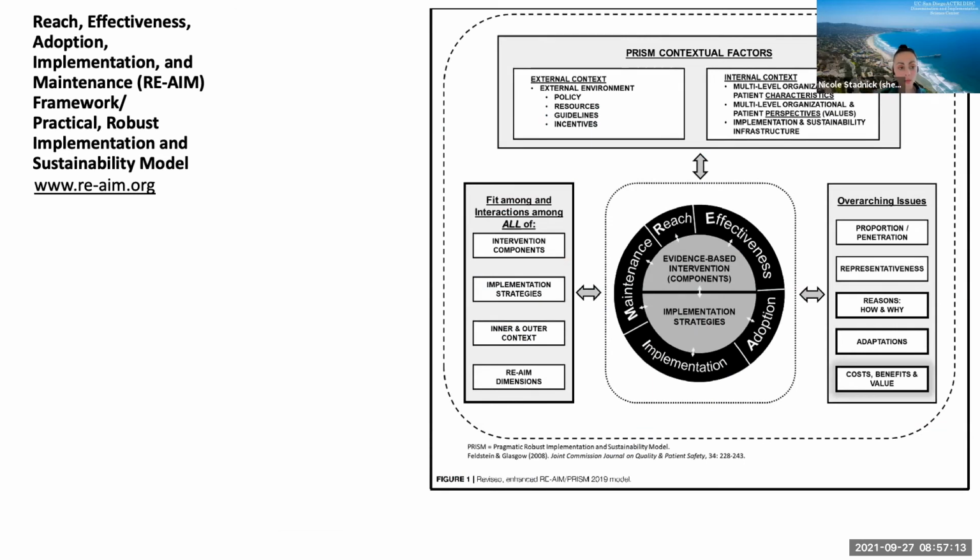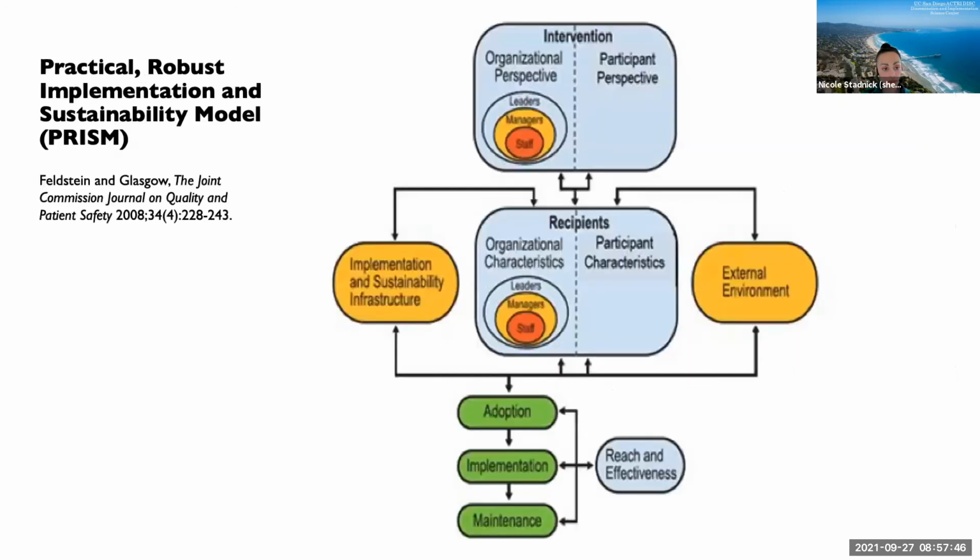Another important and well-known framework includes the Reach Effectiveness Adoption, Implementation, and Maintenance Framework, RE-AIM, which has also been expanded to include the Practical, Robust Implementation and Sustainability Model. At the heart of RE-AIM, in the middle of this slide here, is a focus on implementation outcomes. So the Reach, Effectiveness, Adoption, Implementation, and Maintenance of the evidence-based intervention and its components and the implementation strategies. PRISM, shown here on this slide, expanded that focus on implementation outcomes to really consider the context in which implementation occurs.